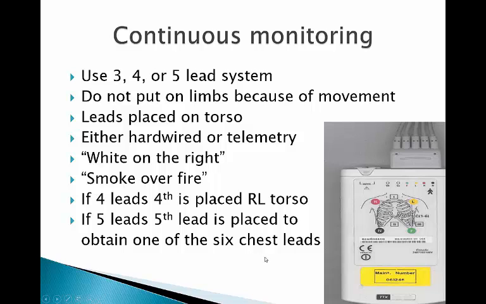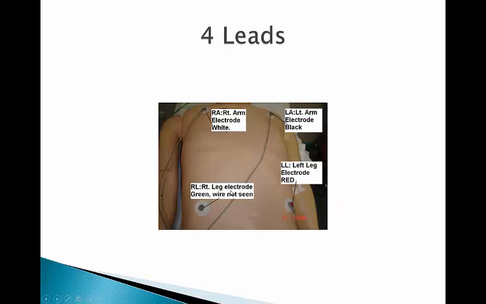Alrighty. For continuous monitoring, for the patient who is having telemetry, we use a 3, 4, 5 lead system. Usually in most hospitals it's a 5 lead system. We don't put them on the limbs because movement would cause artifact and funky rhythms. False funky rhythms, if you will. So the leads are placed on the torso. And there's that white on the right, smoke over fire. Okay. And usually it's right arm, right leg, left arm, left leg, and if it's 5, then we put one in the middle. That's the center, or the chest lead. Okay, so there's 3, there's 4, and there's 5.